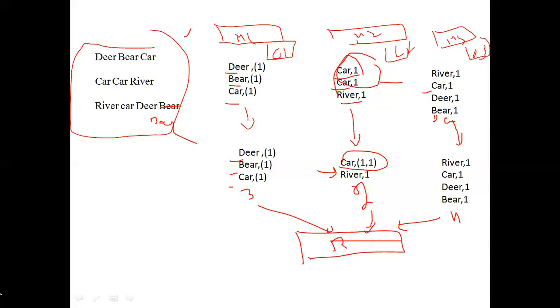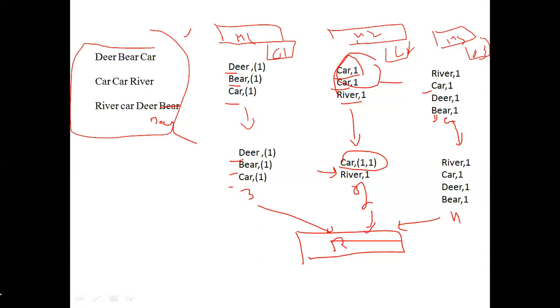What is the formula for the number of input splits in Hadoop? Size of the input file divided by 64 MB. Why? Because Hadoop's default block size is 64 MB. So generally the input split size is also 64 MB. If we want, we can increase the block size to 128 MB. If we increase the block size to 128 MB, the number of input splits is equal to the file size divided by 128. Like that.